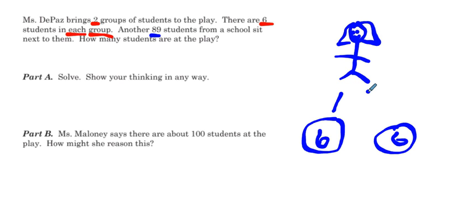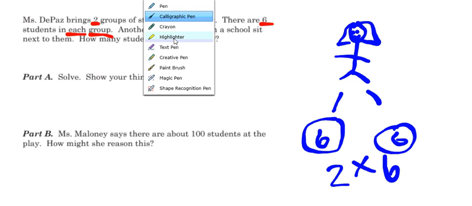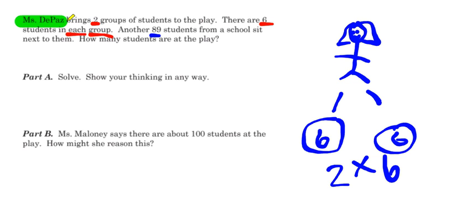Right? How many students does she have there? So 2 groups of 6, or 2 times 6, right? That will tell you how many students Mr. Pass has with her in total, right?